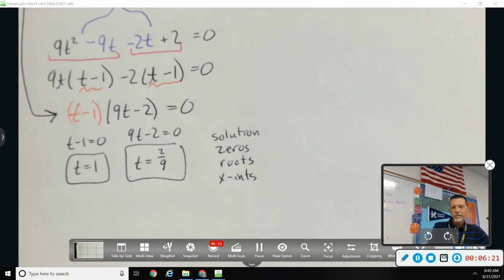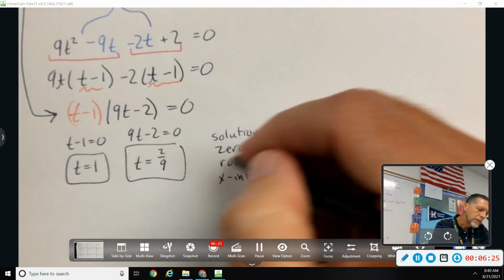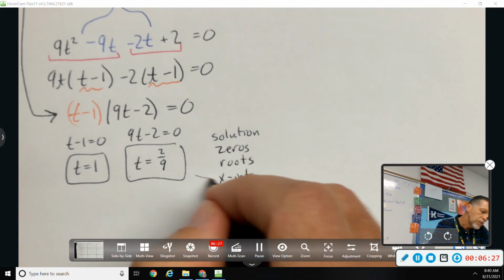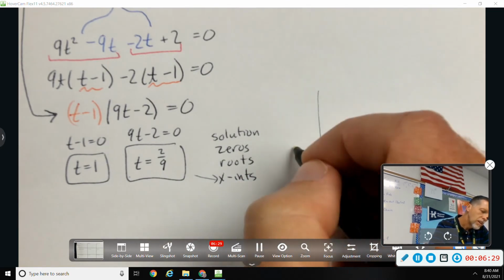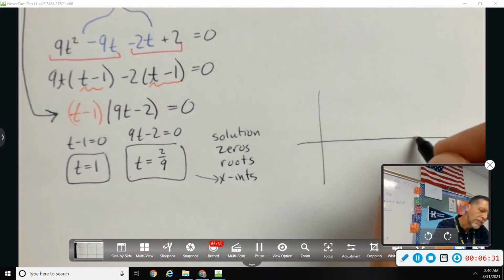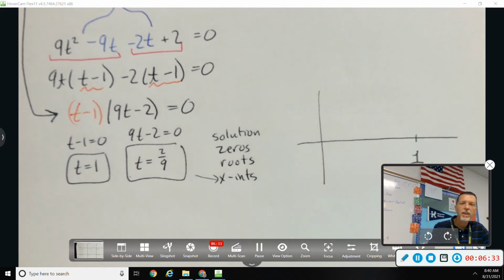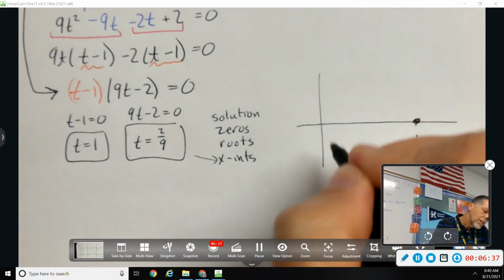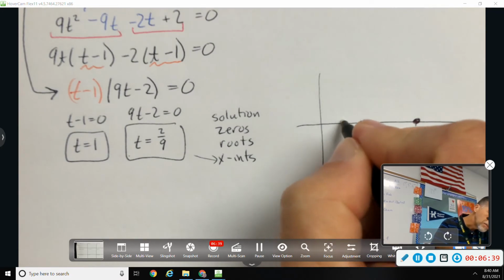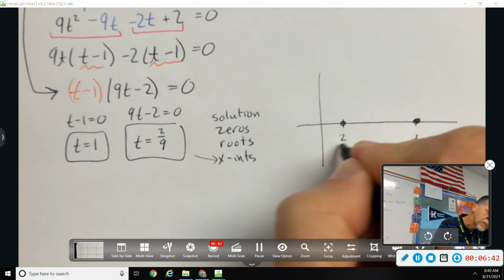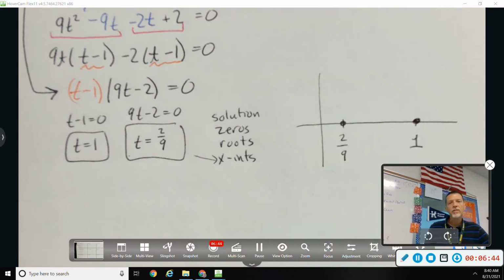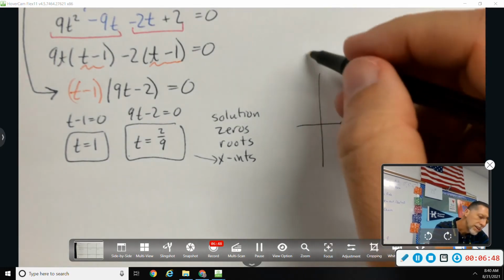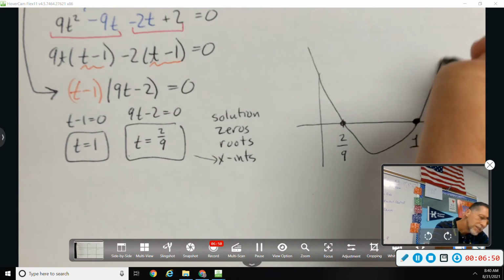All those words are kind of interchangeable. By the way, if we were going to graph this, those are our x-intercepts. 2/9 is kind of a pain to graph, so our scale needs to be really big. Like there's a 0 at 1. There's a 0 at 2/9. Who knows? That's not exact, obviously, but somewhere in there is 2/9. And I know this thing's a parabola, so I know it looks something like that.